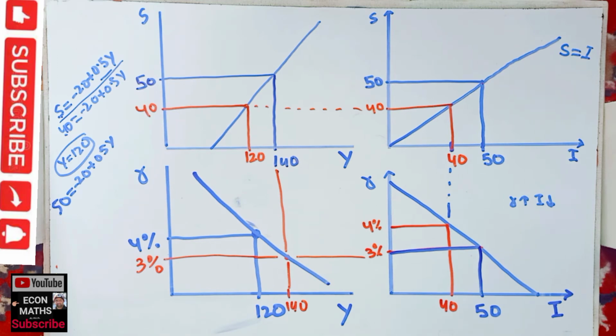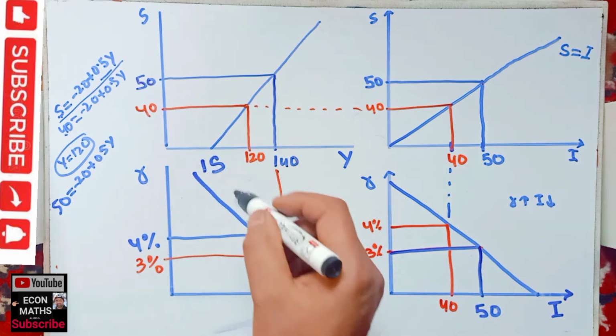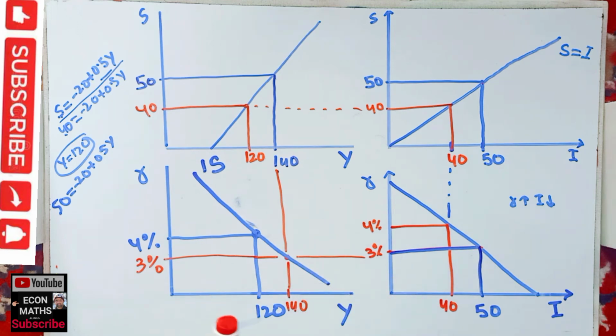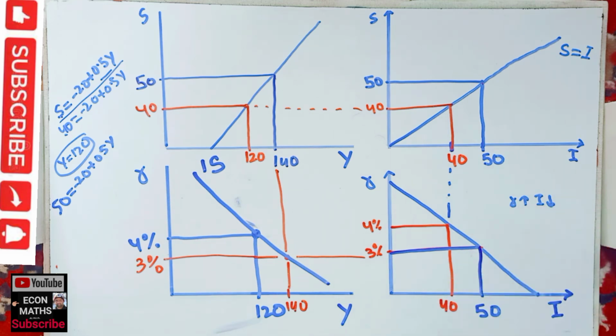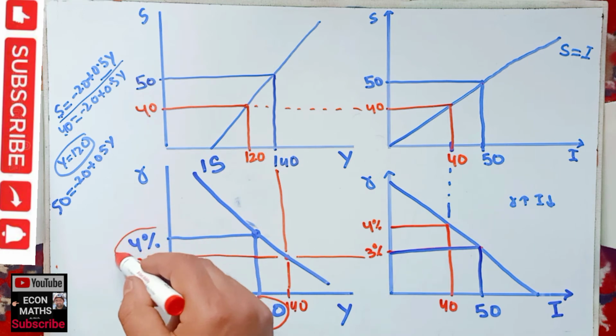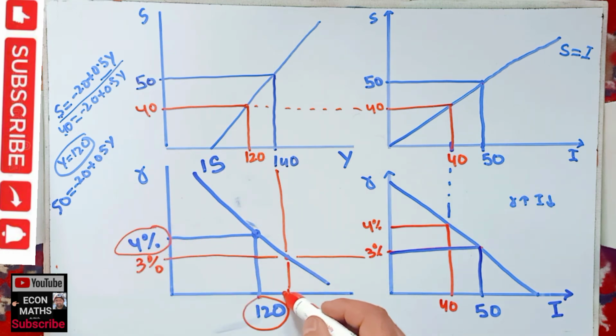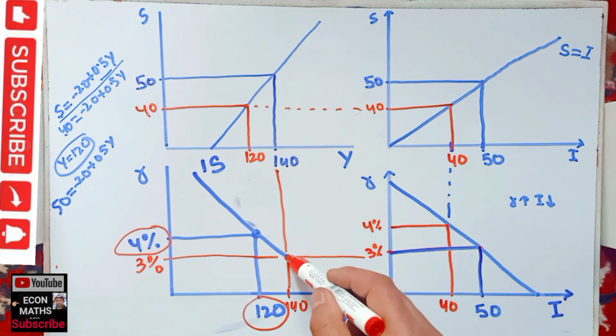We get a curve which is called the IS curve, and every point on the IS curve is a point where savings is equal to investment, because we know that IS is a curve which shows different combinations of income and interest rate. Let us say the combination of 120 and 4%. Another combination is 140 and 3%. These different combinations ensure product market equilibrium, where the savings are equal to the investment.